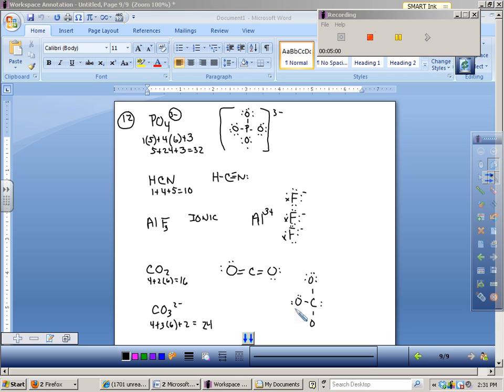We count 2, 4, 6, 8, 10, 12, 14, 16, 18, 20, 22, 24, 26. We're only allowed 24, so we draw a double bond, and we have to remove a pair of electrons from the two that are participating. Now, this is also an ion, so we need brackets and a 2 minus charge.